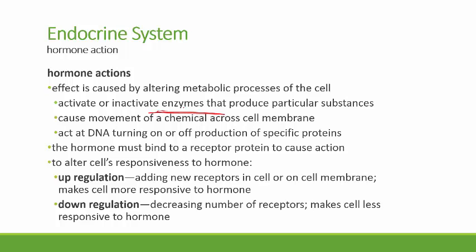So in order for this action to occur, the hormone must bind to the receptor that's present inside the cell or on the cell membrane of the cell. And the receptor is just a special protein that when it comes near a hormone will bind up that hormone and cause a change in the activity of the cell.